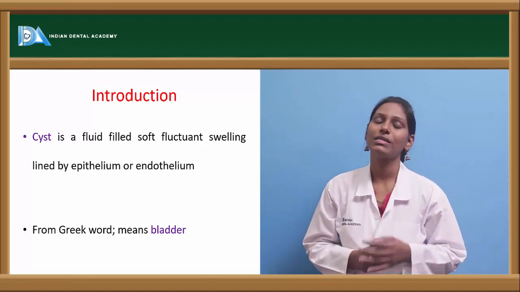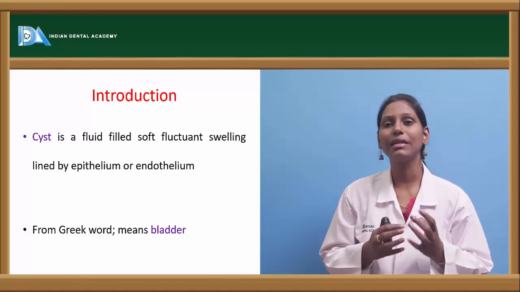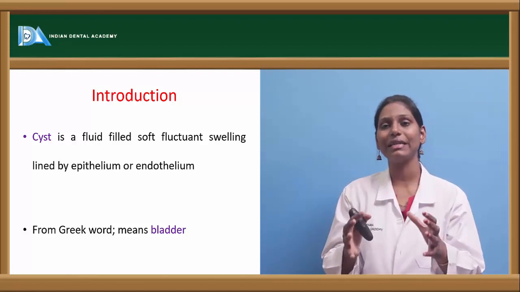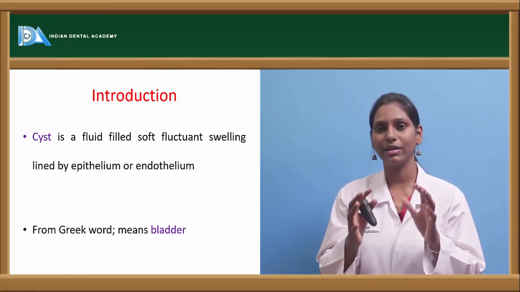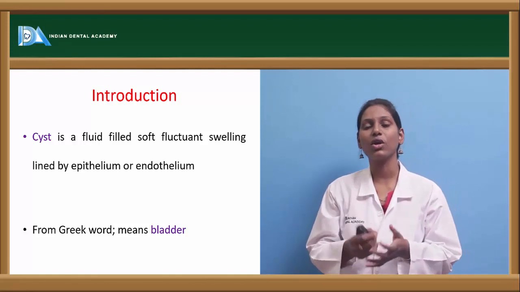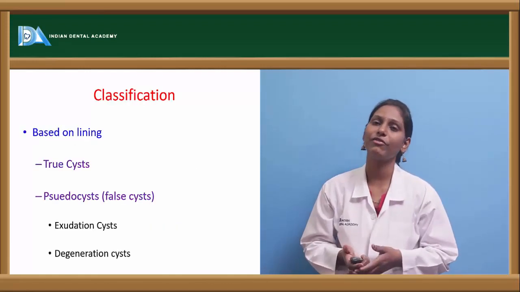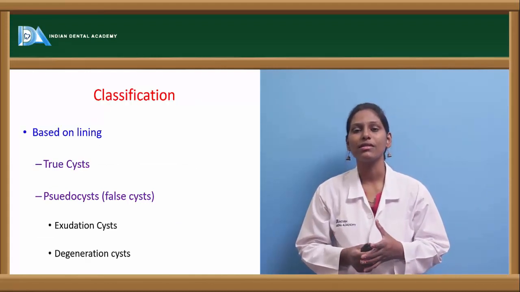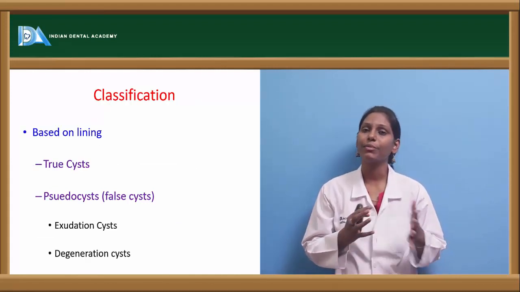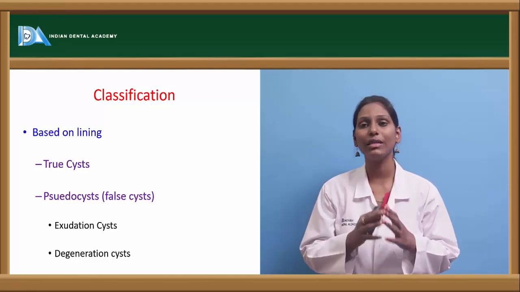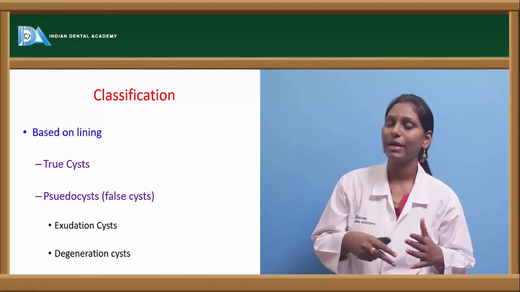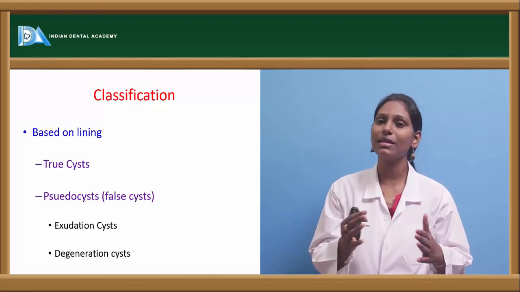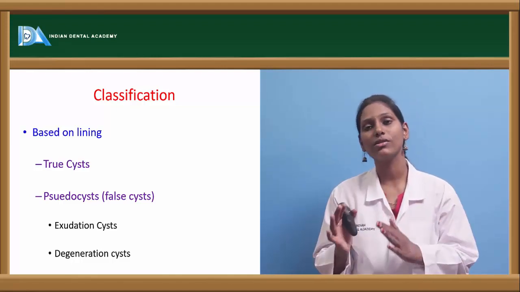Cyst is derived from a Greek word which means bladder, because it appears like a well distended fluid sac structure. Coming to the classification, cysts can be broadly classified based upon the lining. As I said, they are lined by an epithelial or endothelial lining, right? So based on this, they are classified as true cyst or pseudocyst.